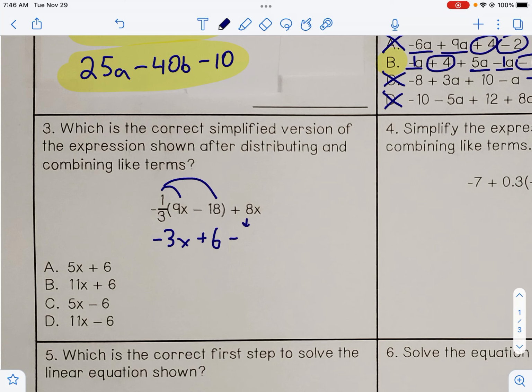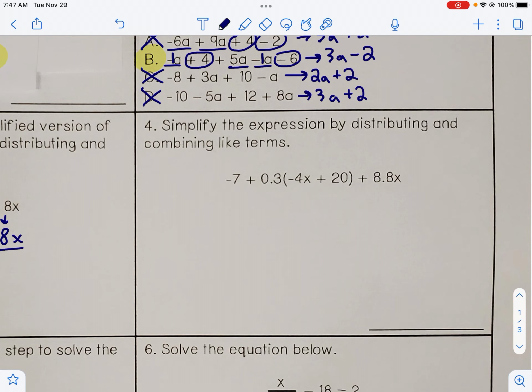We'll copy down plus 8x. After that, we're going to combine like terms. Negative 3x and 8x makes 5x. Plus 6 has no like terms, so our final answer is choice A, 5x plus 6.